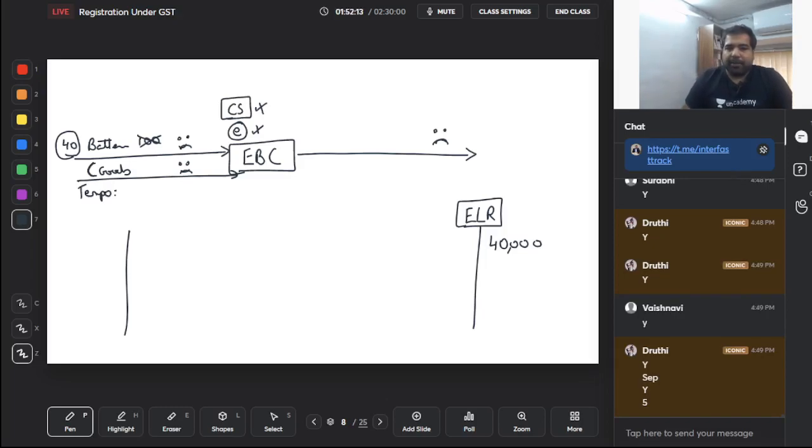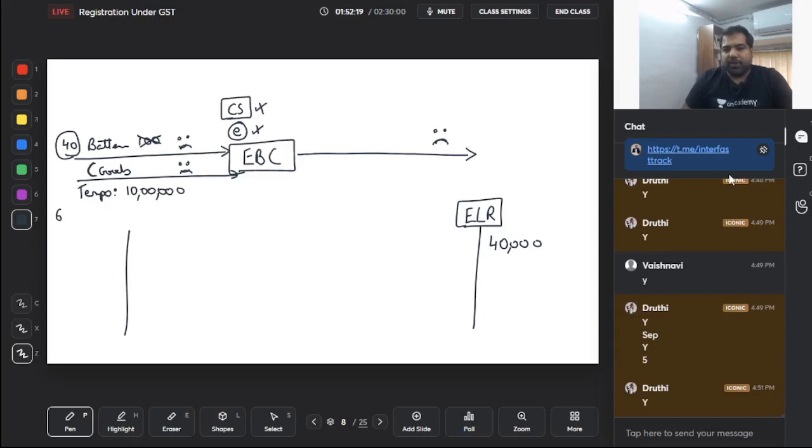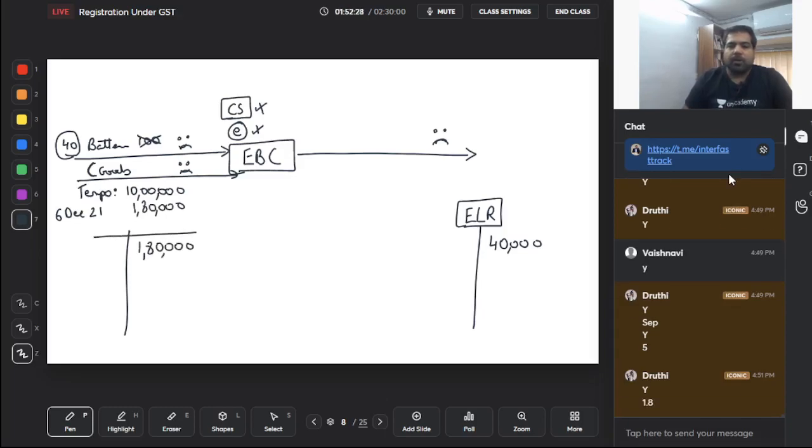And guys, did you buy a tempo for 10 lakh rupees? Yes. When did you buy it? On 6th of December 21. And how much GST credit did you take? 1,80,000. Yes. We gave it to you that time because that time you were registered in the normal scheme. Now you're getting into composition scheme. Let's say today, 6th of August, you're getting into the composition scheme. So they say here you will have to reverse.